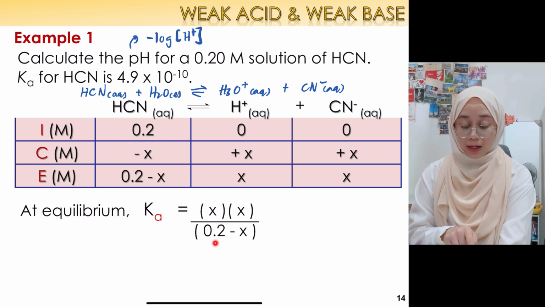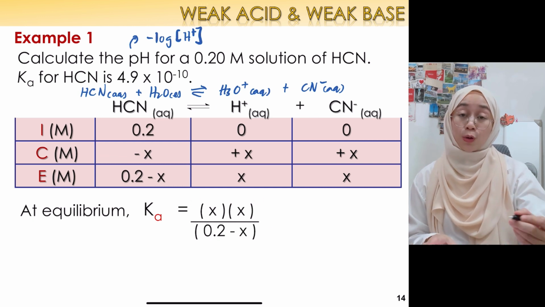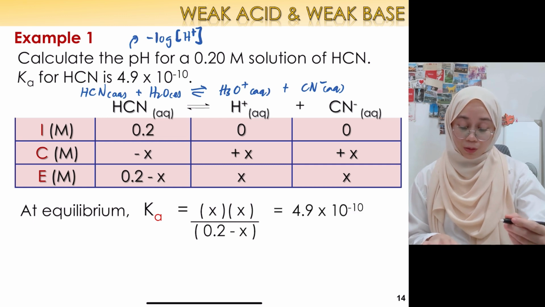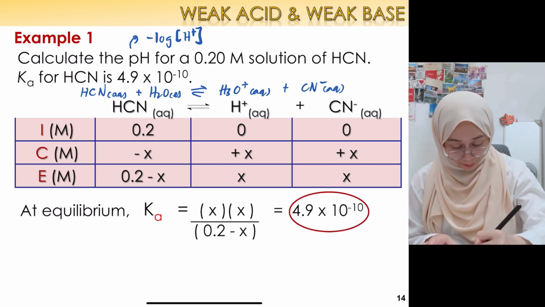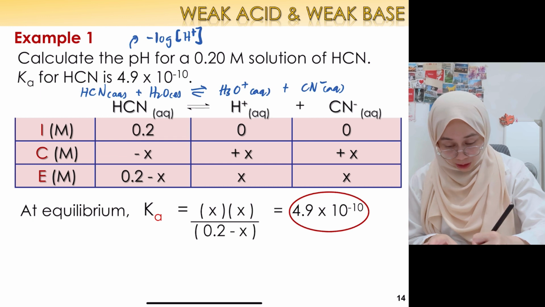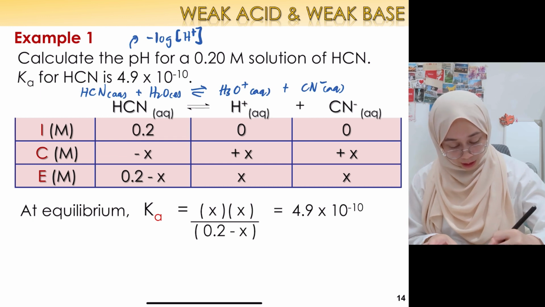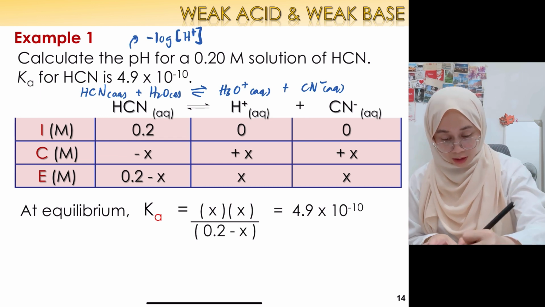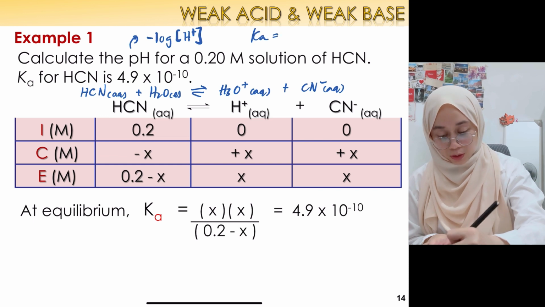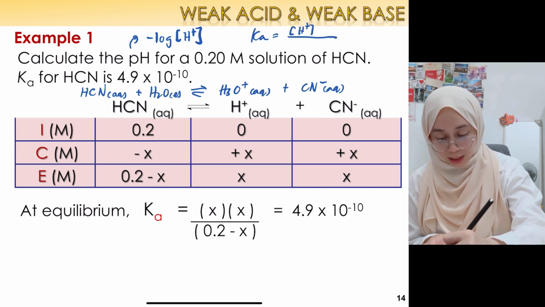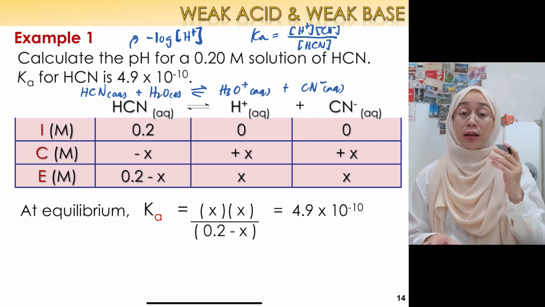So macam mana dapat yang ni kelas? Basically expresskan dahulu this one lah. Kejap, mesti tulis kat sini. So yang atas ni sebenarnya adalah expression Ka. Okay, so Ka is equals to concentration of H plus darab dengan concentration of CN minus divide by concentration of HCN.